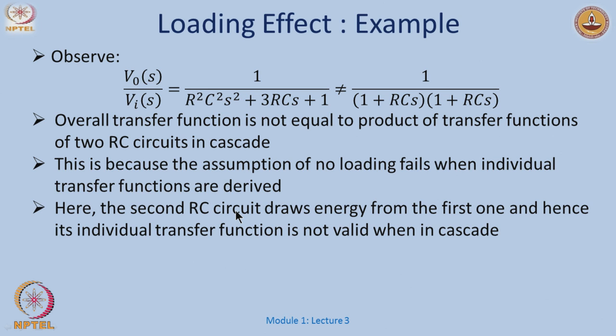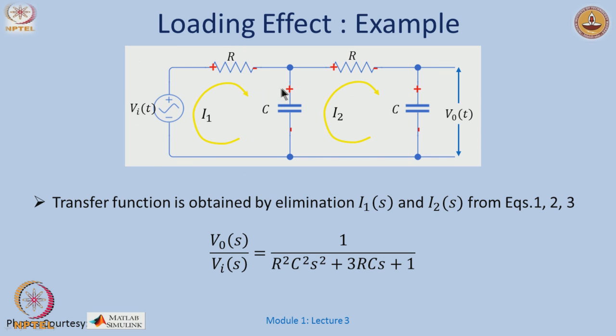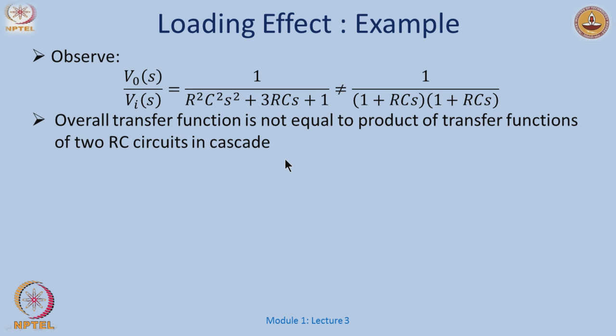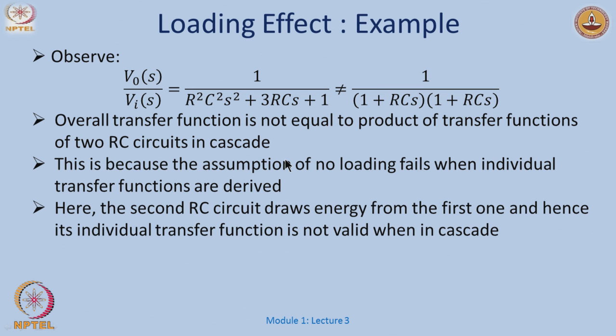The second RC circuit draws energy from this component here, right? This is where my output is measured for the first one, from here till here. So, this circuit draws energy from the first one, and hence its individual transfer function is not valid when it is in cascade. So, this is what we have to be careful about when we apply the formula of two transfer functions in cascade, the overall transfer function being the product of them, right.